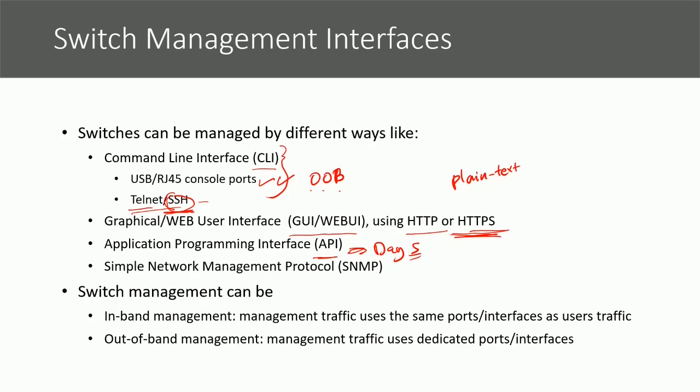Now the advantages of out-of-band management is that in case of any misconfiguration in the switch, or in case the switch is not reachable over the network, out-of-band management can be used to manage the switch over a dedicated channel that has nothing to do with normal data ports in the switch. Managing the switch using in-band management provides a lot of flexibility because this way we can manage the switch from anywhere in the network.